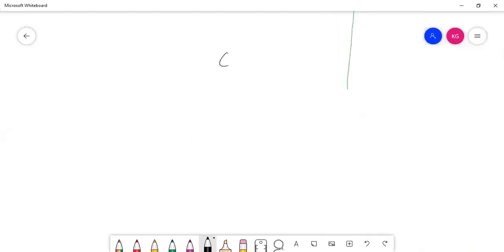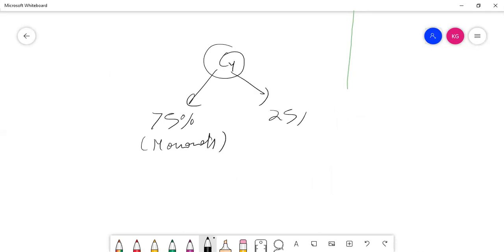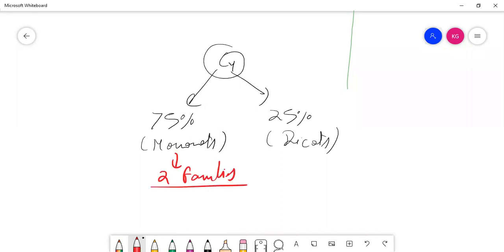So let me write it again. C4 plants, 75% are monocots, only 25% are dicots. Is this understood? Now look, these 75% monocots are only represented by two families. Remember that 75% of all these C4 plants which are monocots are only represented by two families.